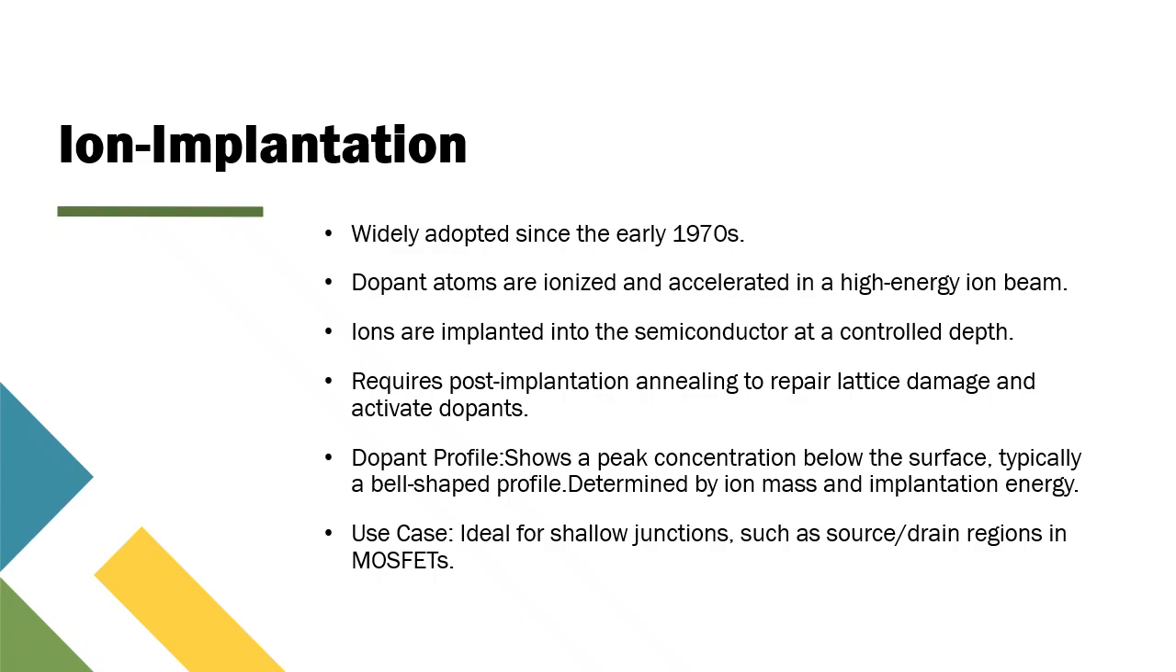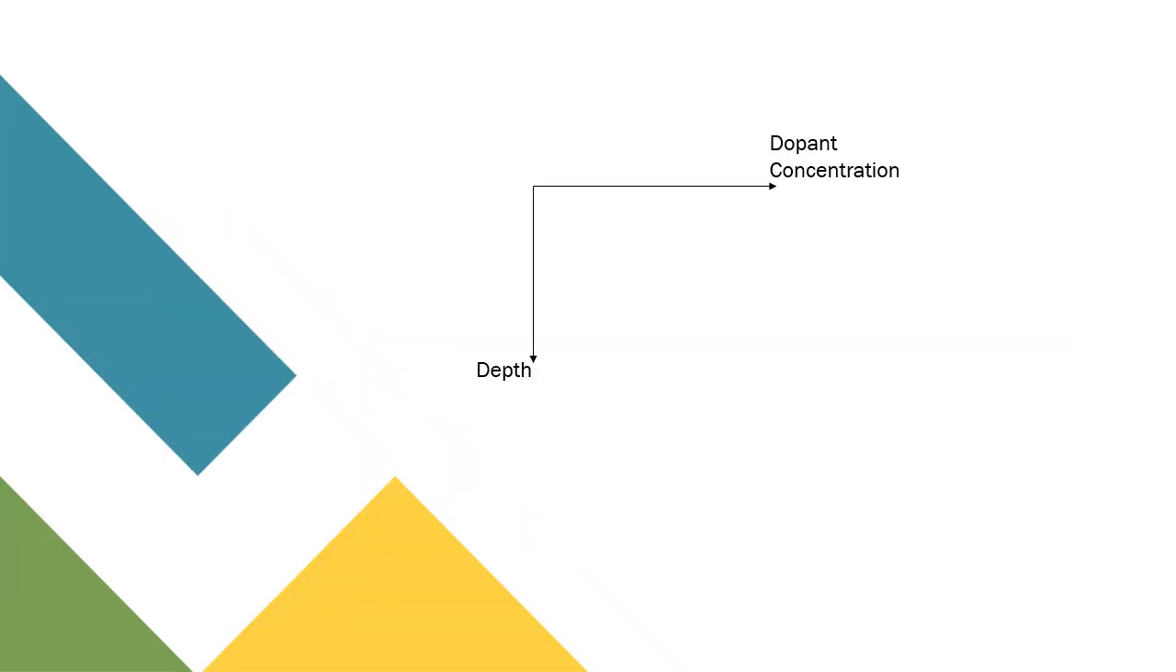This makes ion implantation ideal for creating shallow junctions like the source drain region in MOSFET, where accuracy and control are critical. Overall, ion implantation is an essential tool in modern semiconductor fabrication. Here, in this slide, you can visually see the Gaussian profile of the ion implantation technique. It shows a bell-shaped structure.